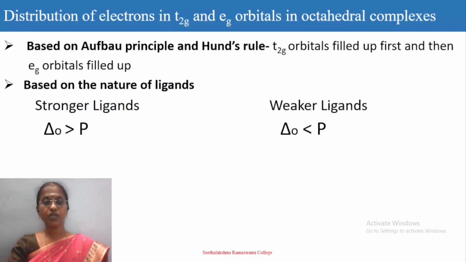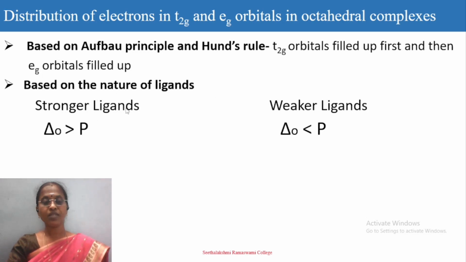Distribution of electrons in T2g and Eg orbitals in octahedral complexes. Based on the Aufbau principle and Hund's rule, T2g orbitals are filled first and then Eg orbitals are filled. The distribution of electrons also depends on the nature of the ligands.